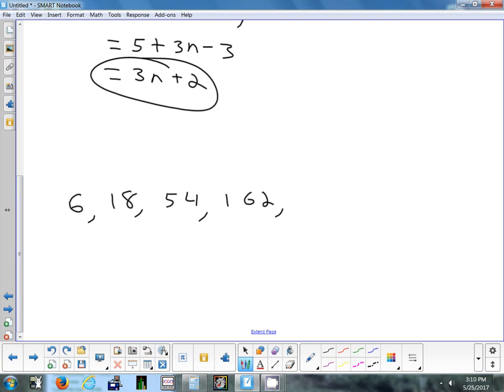162. Okay, so you just told me this, but what did you multiply by each time? 3. And what's your first term? 6. So the formula for finding the nth term in a geometric sequence starts out with the first term times r to the n minus 1.